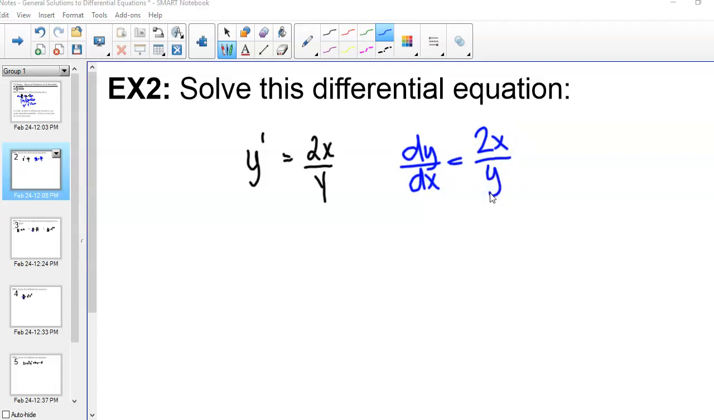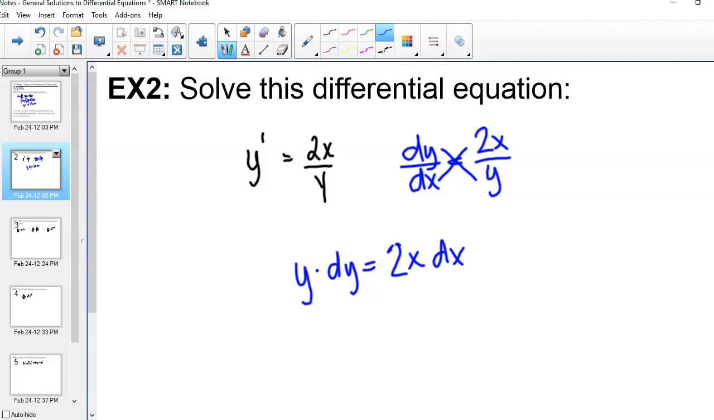The dy over dx notation is better to use here because what we need to do is separate the x's and the y's in this equation so that we could integrate both sides. So this one is very simple to separate because we could just cross multiply in this case. And so if we just cross multiply, I'm going to leave the y's over here. I'll have y times dy equals 2x times dx. And so now everything with a y is on the left side. Everything with an x is on the right side.